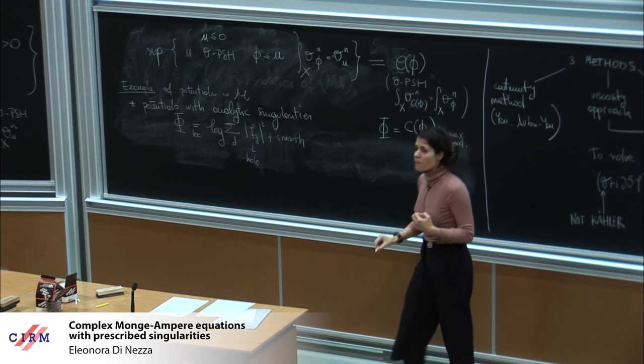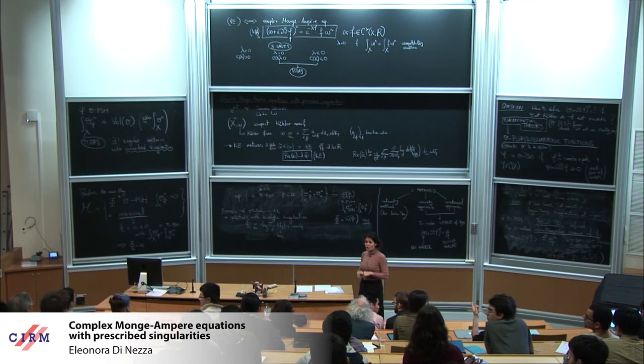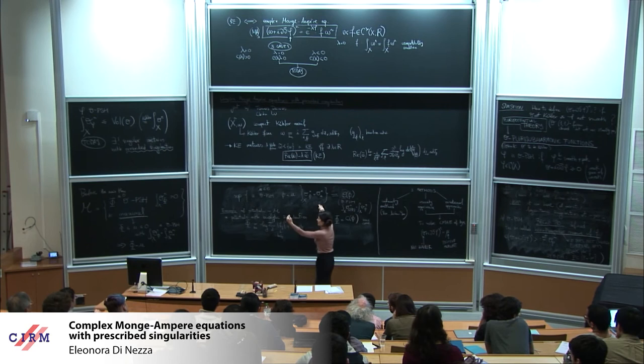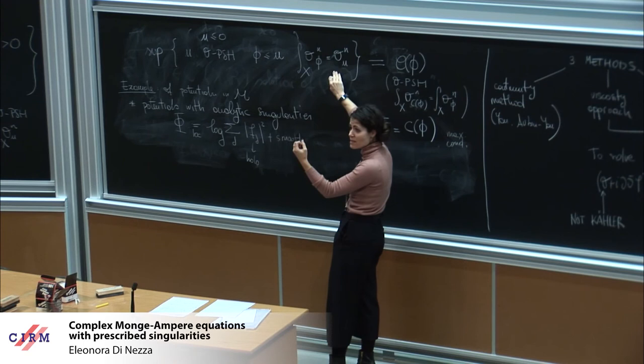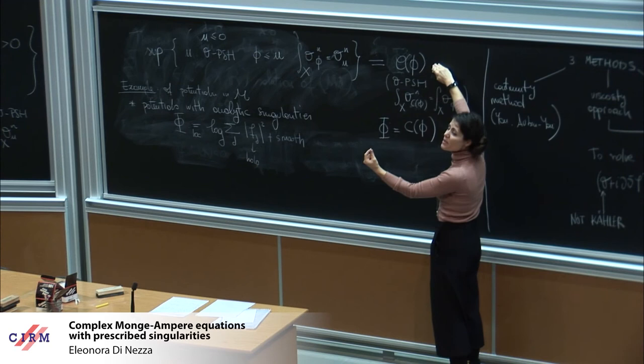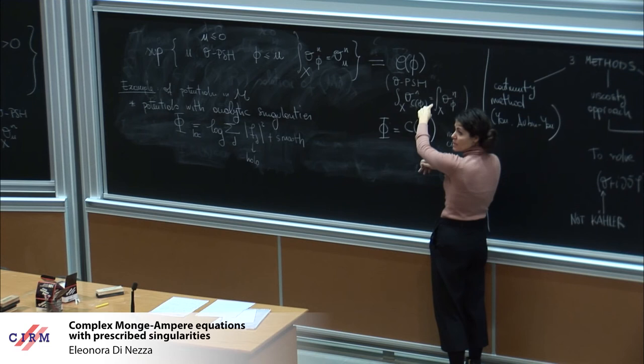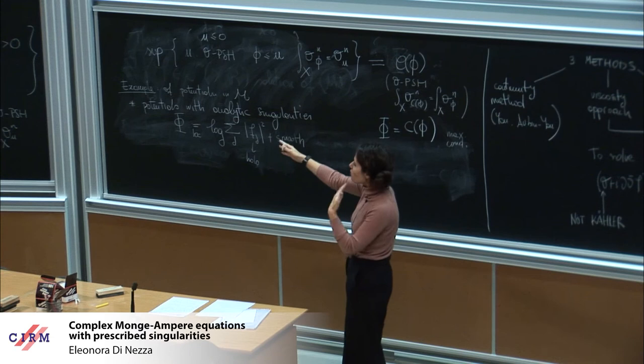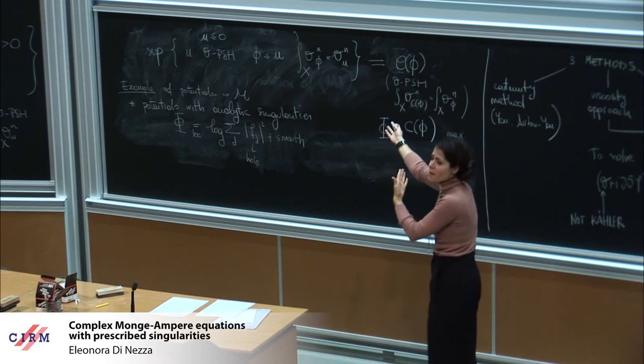Is it clear that... Yeah, no, u is not negative. Everything is not negative. So I took this set, I try to find the least singular potential with this condition on the mass, and then one can prove that there is a maximal element in the class such that the mass condition is still preserved. And then I'm asking phi to be exactly equal to this maximal element. This is why I call this condition maximal, because it's the maximal element in that class.